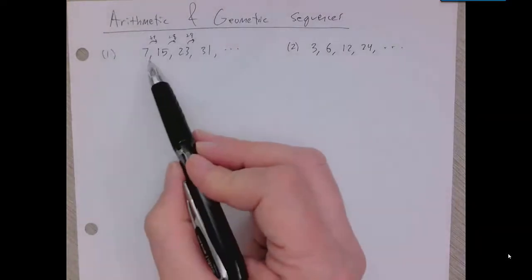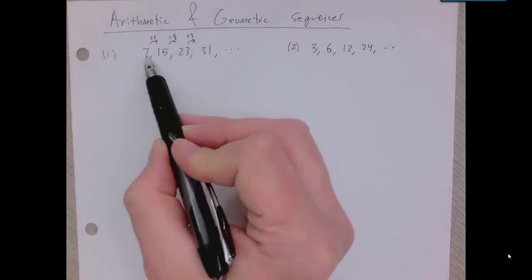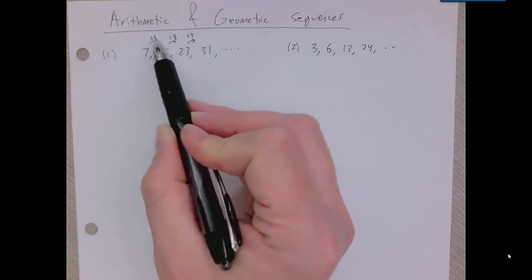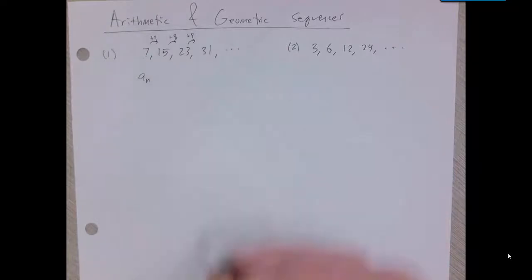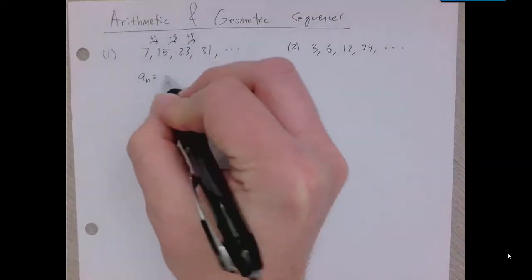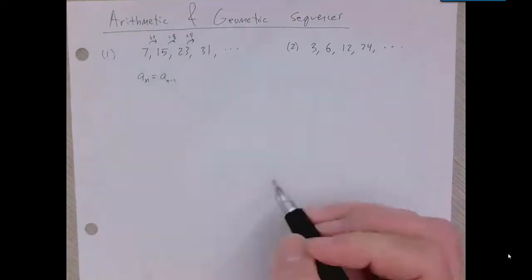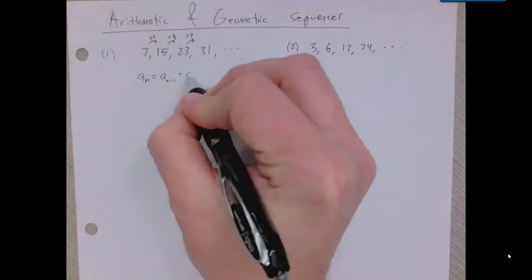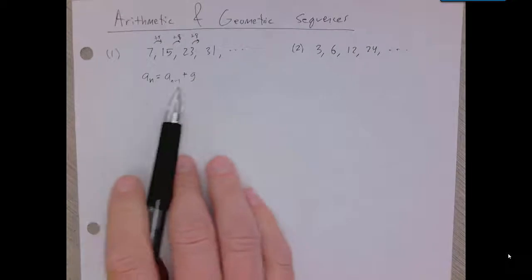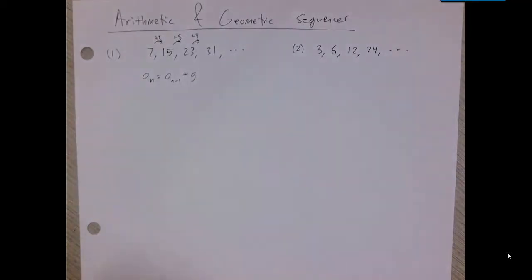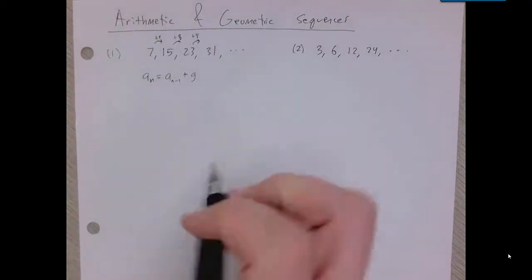An arithmetic sequence is one where to get from one term to the next, you add a constant that's always the same. If I was going to write this recursively, I could say the nth term equals the previous term, the n minus first, plus some constant g for growth. So this is one way you could define the type of growth for an arithmetic sequence.